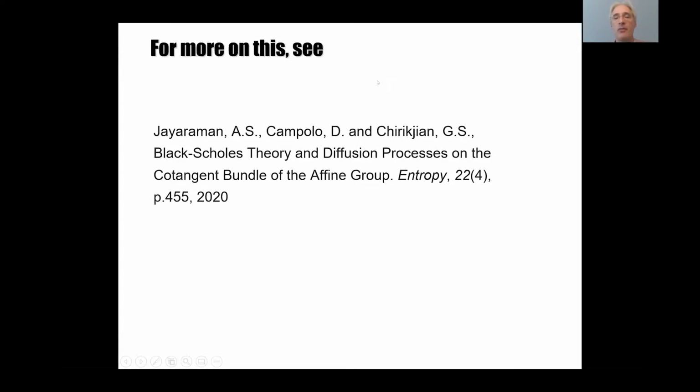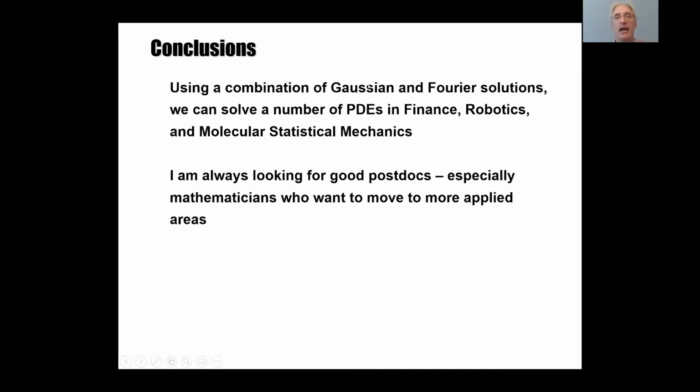So that's pretty much all I wanted to say. You know, we use a combination of Gaussian and Fourier solutions on unimodular non-commutative Lie groups. Here I demonstrated them in finance and in robotics and molecular statistical mechanics.